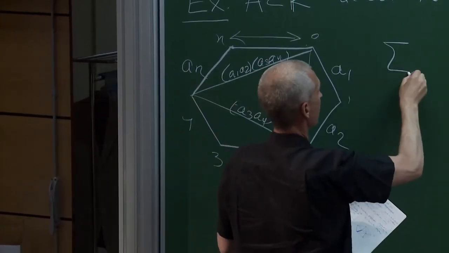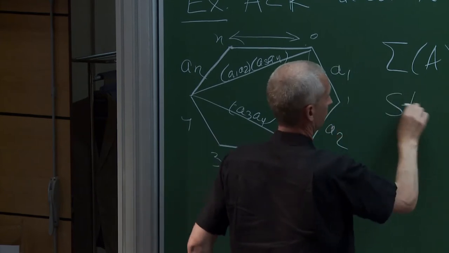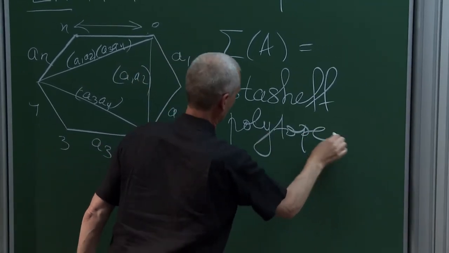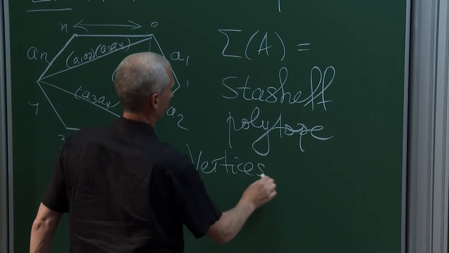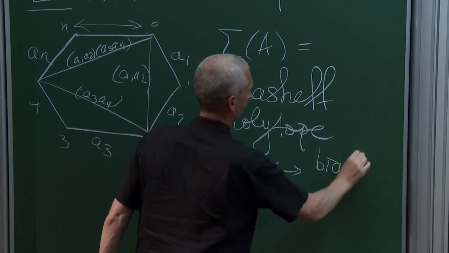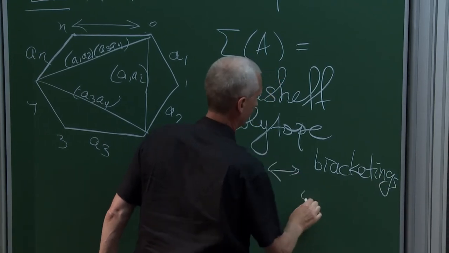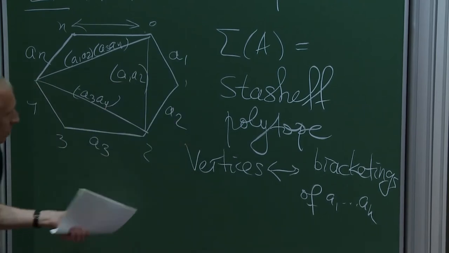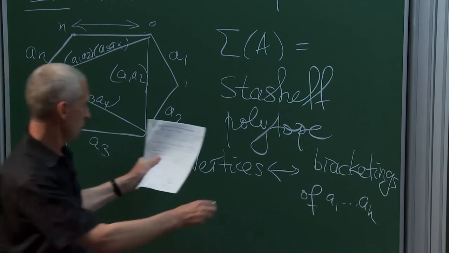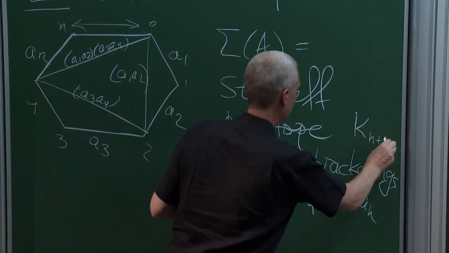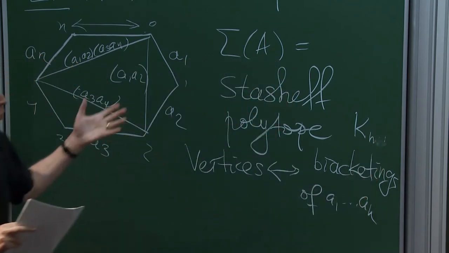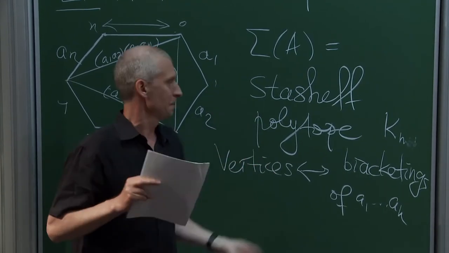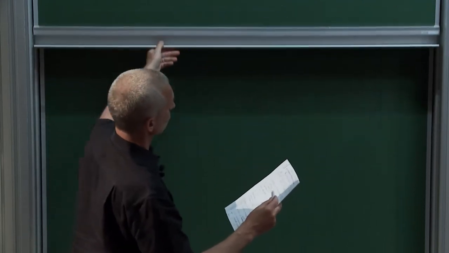In this case, sigma of A is the so-called Stasheff polytope, or associahedron. So the vertices are bracketings of a1, ..., an. Those polytopes are, of course, very classical, very well known. What's important is that, calling the polytope K_n, they form an operad, which means every face of an associahedron is a product of other associahedra.